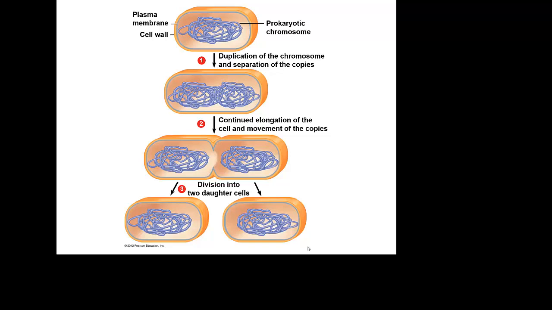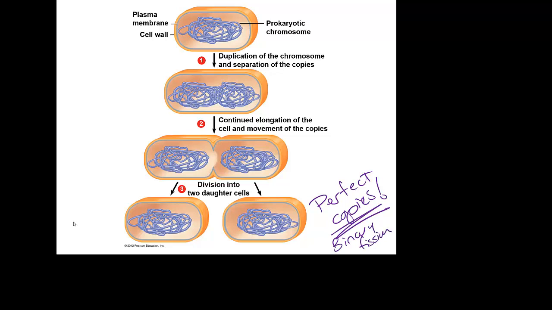So simply taking that chromosome, duplicating it, elongating the cell, and then cutting the cell in half, producing two perfect copies through binary fission.